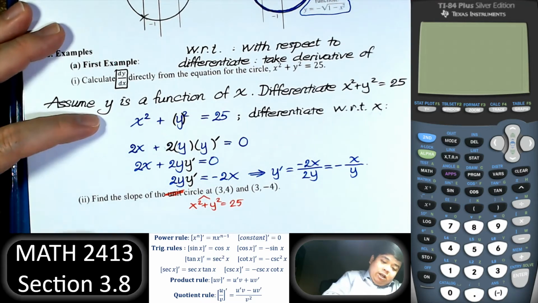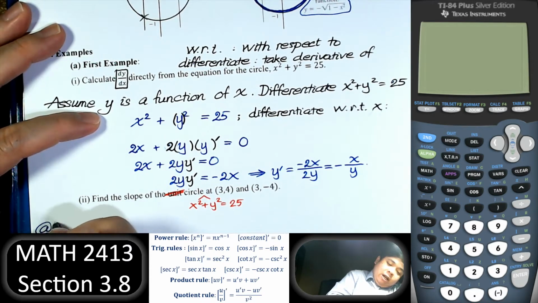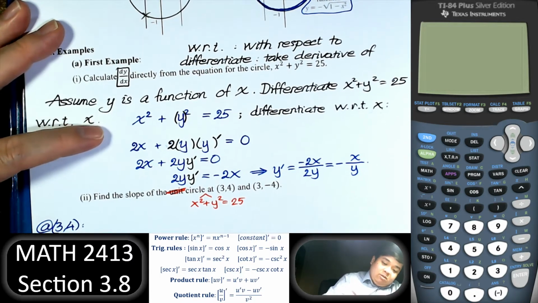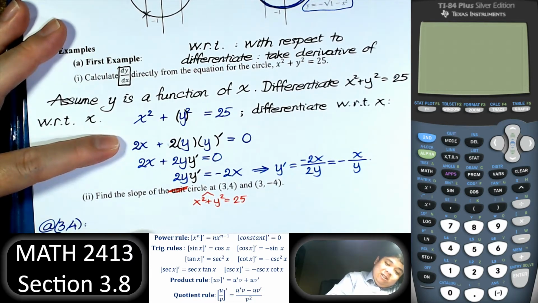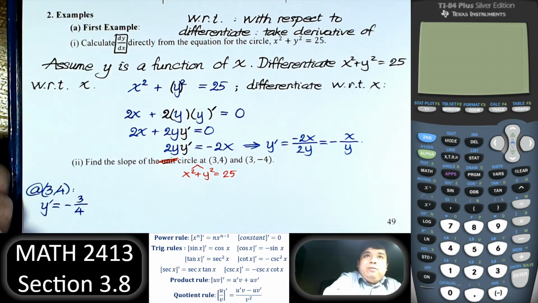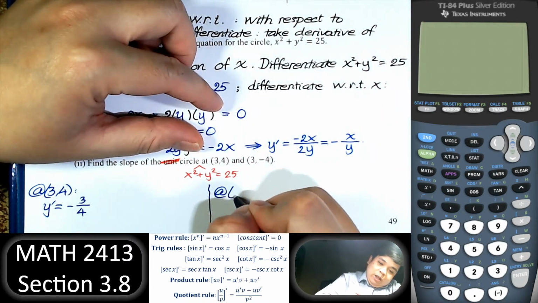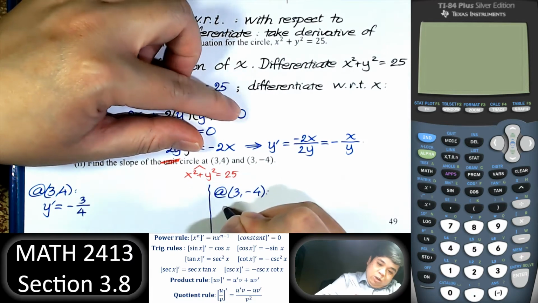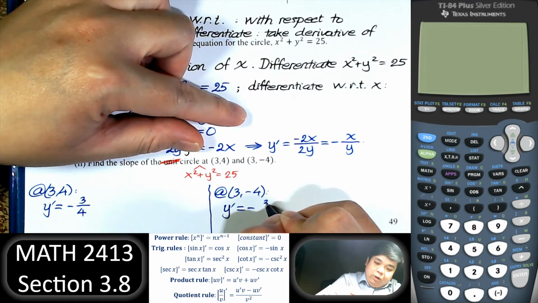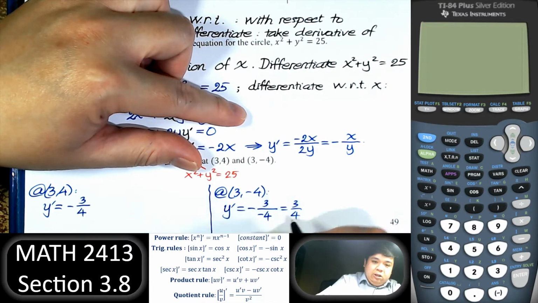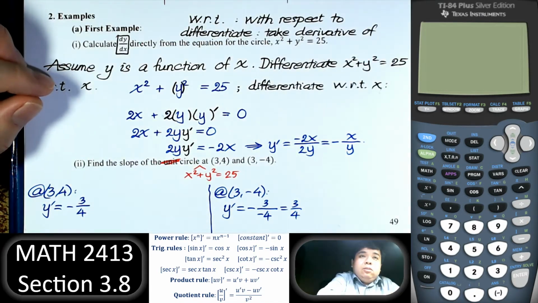At 3 and 4, I'm going to just put 3 in for x, 4 in for y. That's it, right? 3 in for x, 4 in for y. So that's all we have. And at 3 and negative 4, once again for the derivative, put 3 in for x and negative 4 for y. That gives us 3 over 4. Right.